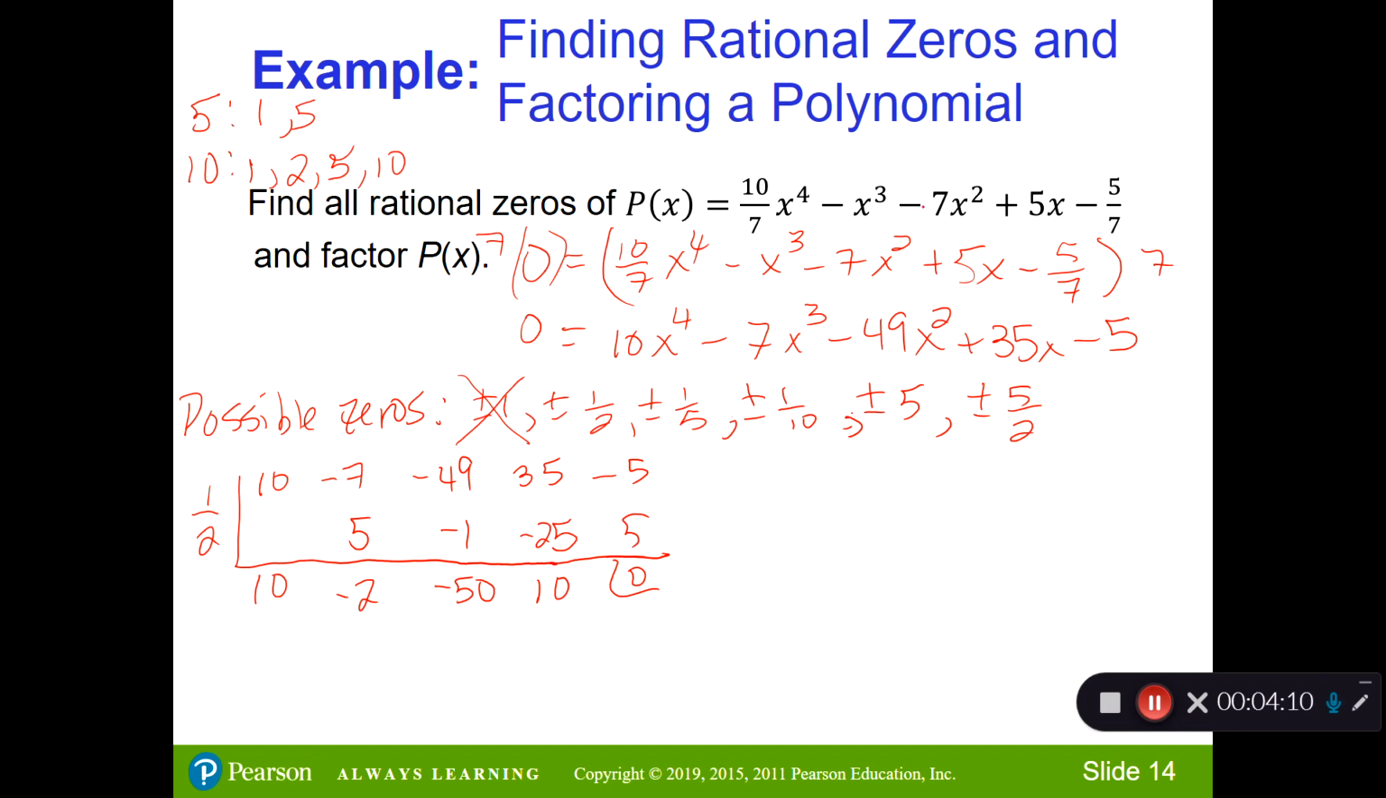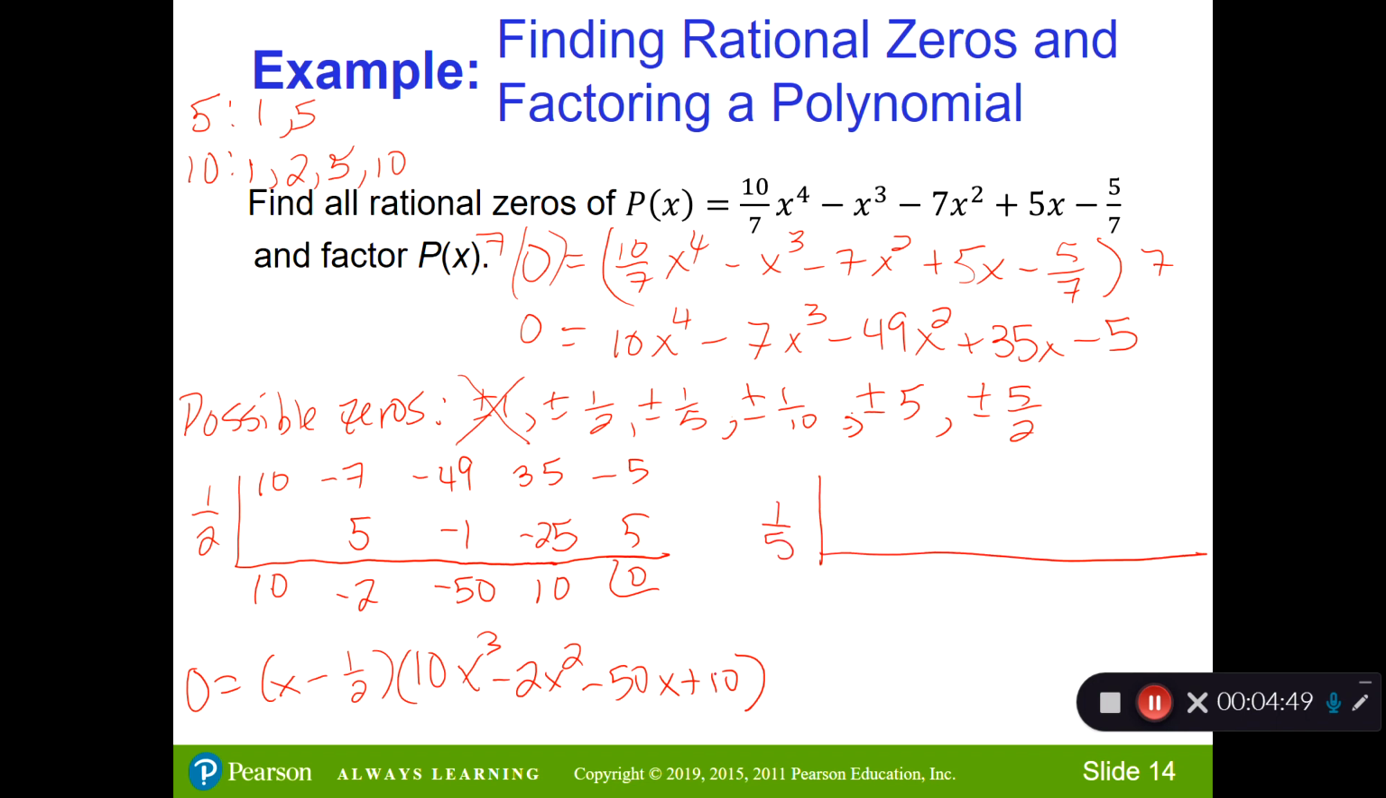So that means this polynomial, once I multiply by the 7 and get this form, factors into x minus a half, times 10x, go one lower than the fourth, so 10x cubed minus 2x squared minus 50x plus 10. All right, now we used positive 1/2. Try plugging in negative 1/2. By the way, I could plug it in here to see if it's a zero, and that would be shorter. Guess what? My next one's going to be 1/5. So let's plug in 1/5 and do the synthetic division on this.